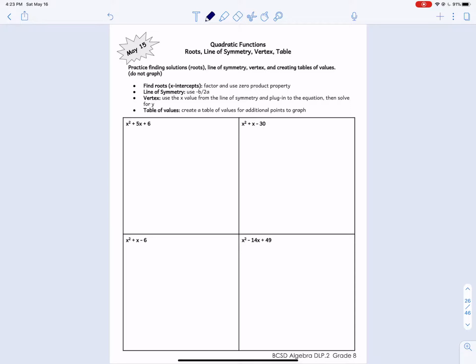All right, so let's first find the roots, which we did last week, the line of symmetry, and the vertex, and then a table of values. So this is almost exactly like some of our tests that we've had. And then it does say, don't worry about graphing. So we just need some points in a table, so don't worry about the graph. All right, so what's the first thing it says? Find the zeros, or find the x-intercepts. So I'm going to factor this. Okay, so we have x and x.